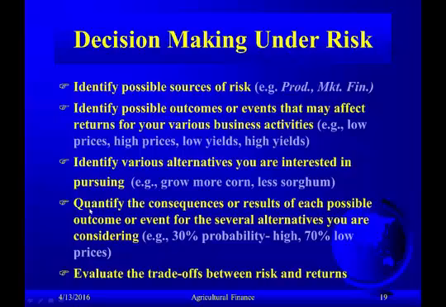Then the business needs to quantify the consequences or results of each possible outcome listed above, or the event, for several alternatives that the business is considering. For example, they might want to look at a situation where there's a 30% probability of high prices and a 70% chance of low price of a specific commodity, and then look at the consequences of this event. And then through this process they need to evaluate the trade-offs between risk and returns as they evaluate the alternatives that they are considering.